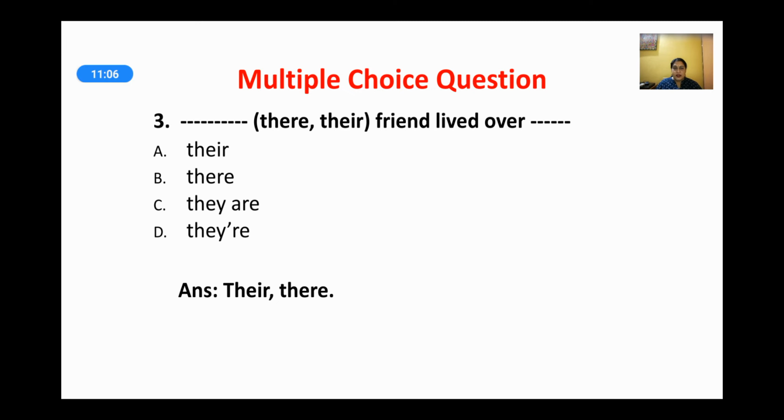Now in this sentence, there are two blanks that need to be filled. Observe: dash friend lived over dash. As I have told you, THEIR indicates possession. In the first instance, the answer is THEIR. Their friend lived over, and where? Direction? THERE. So the first answer is their friend, that is belonging to them. And where did they live over? There, THERE.